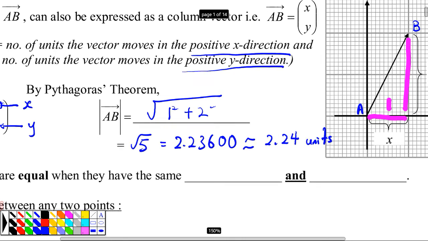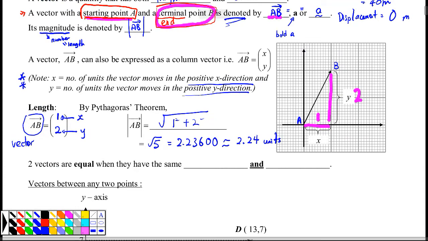Okay, so far everything is good? Okay, now equal vector. Equal vector means what? Equal vectors means they have the same vector, which also means they have the same, help me? Magnitude and direction.